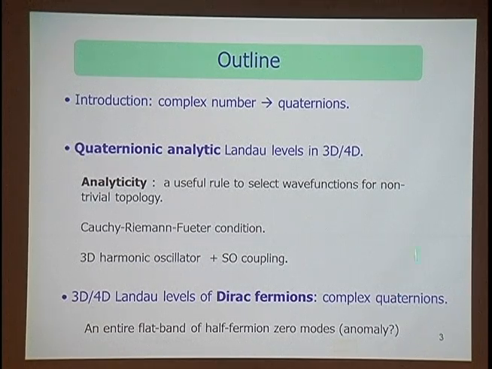And this part is for the non-relativistic Schrödinger electrons. We can also generalize by taking the square root of this problem to get the relativistic version of Dirac fermions. We'll see that the Hamiltonian looks quite interesting. It's a complex version of the quaternion structure. And there's an entire band of the zeroth Landau level with the 4 rotation symmetry. They are half-fermion zero modes. We don't know whether it corresponds to a field theory anomaly, or what kind of anomaly it is.